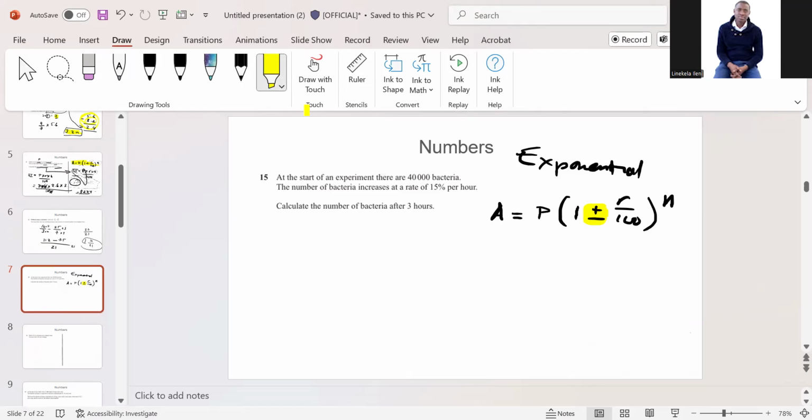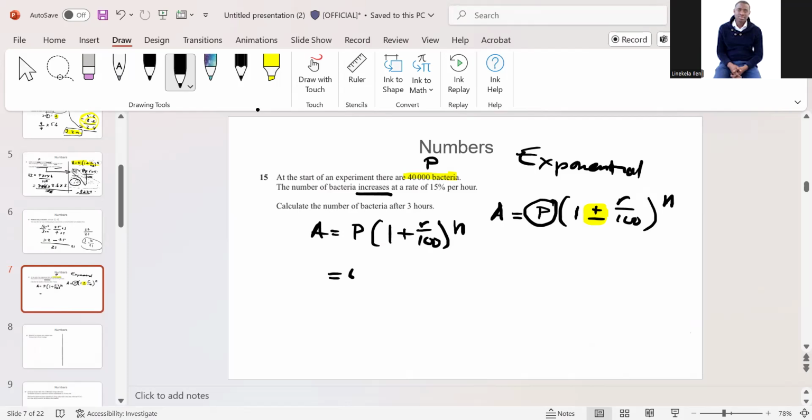So they say at the start of an experiment, there were 40,000 bacteria. So that means this 40,000 bacteria is your initial, which is your P. The number of bacteria increased. So we are told already, and here we need to choose the positive sign. So we can just write A equals P(1 plus R over 100)^n.